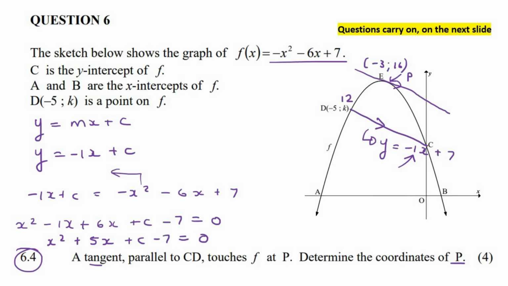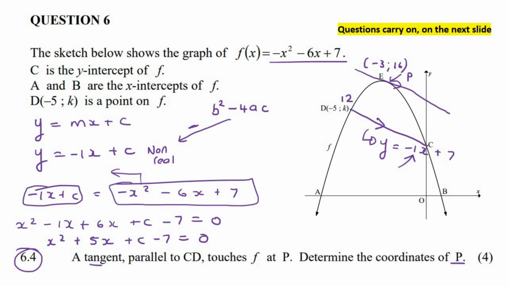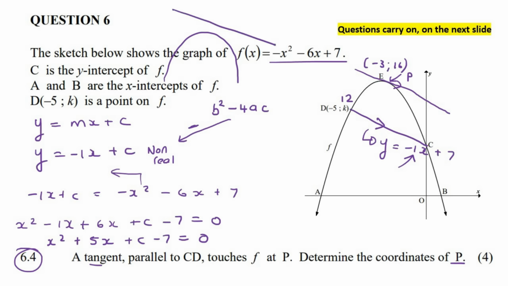Now, I would like you to think about the nature of roots. With nature of roots, you've got all those different options, and nature of roots is all from b squared minus 4ac, the discriminant. So when that is negative, what does that mean? If you get a negative for that, it means non-real. What that means is that there's no answer. So it means that the straight line tangent is never going to be the same as the parabola. What that means is that your graph would look like this. You see that? It never touches. Okay, but that's not what we have.